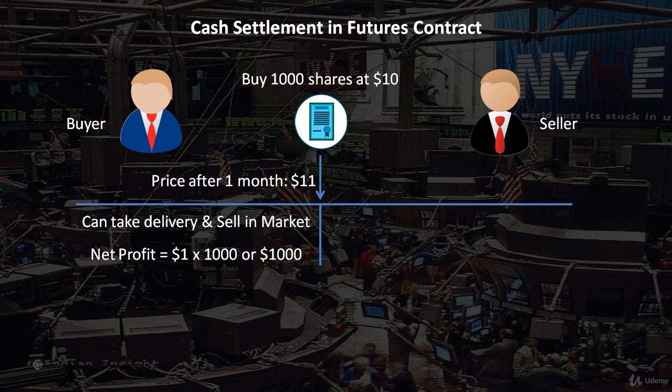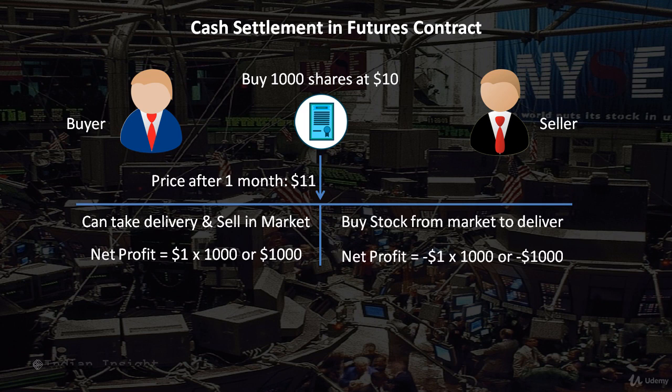Now if he does not already own this stock, he would need to buy this stock from the market at $11 and deliver it to the buyer of the contract. This would result in $1 loss for him, or $1,000 loss on one futures contract. Now instead of going through this cumbersome process of taking the delivery and then selling the stock in the market, the two parties can settle the contract if the seller directly pays the buyer $1,000. This is what is known as cash settlement of contracts. In fact, most of the contracts in the futures market are actually cash settled.